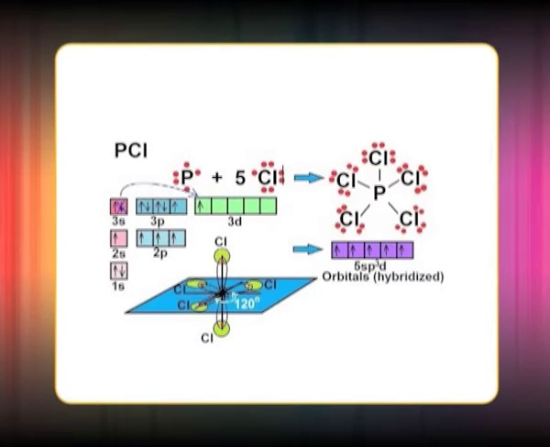In the excited state, intermixing of one 3s, three 3p and one 3d orbitals takes place to give 5 half-filled sp3d hybrid orbitals, which are arranged in trigonal bipyramidal symmetry. That is, 3 orbitals are arranged in trigonal planar symmetry, whereas the remaining 2 are arranged perpendicularly above and below this plane.